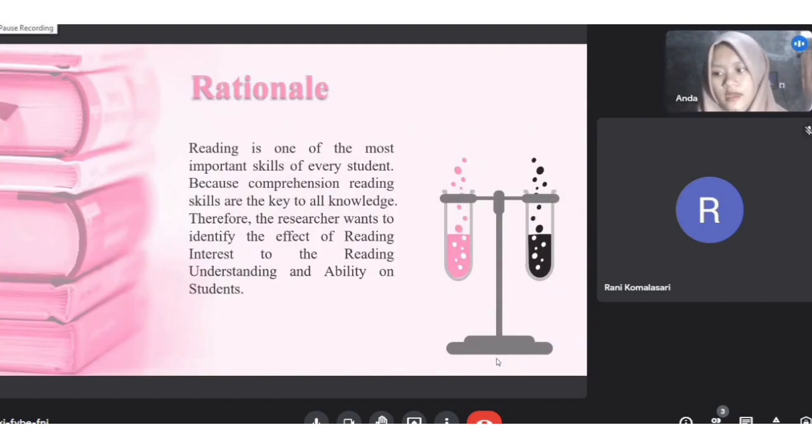Next, I'm going to explain about the rationale. Reading is one of the most important skills of every student because reading comprehension skills are the key to all knowledge. Therefore, the researcher wants to identify the effects of reading interest on the reading understanding ability of students.